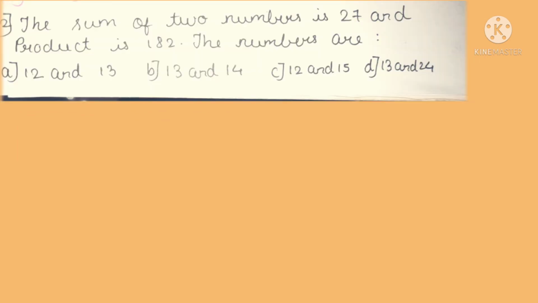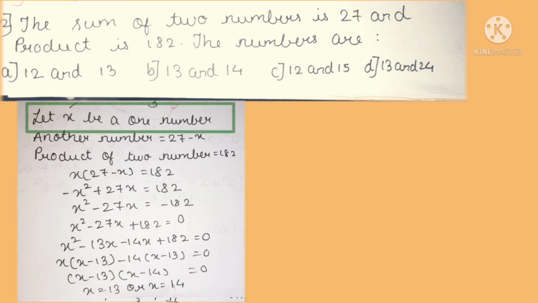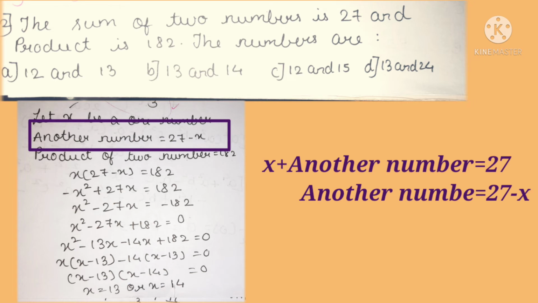Let's move on to the 12th main question. Over here the question is: the sum of two numbers is 27 and the product is 182. Then what will the numbers be? Let's take one of the numbers as x and the other number as 27 minus x, because one number plus the other number is equal to 27.